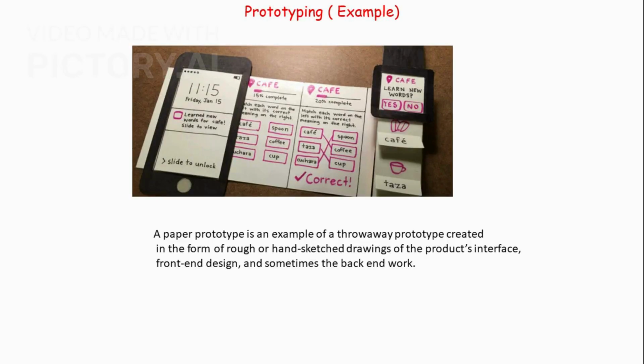A paper prototype is a throwaway prototype created through rough sketches or hand-drawn representations of a product's interface. It typically illustrates the front-end design and, in some cases, outlines basic back-end processes. The purpose of a paper prototype is to quickly visualize ideas, test concepts at an early stage, and gather feedback before investing in detailed development.